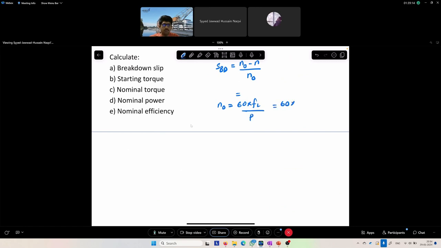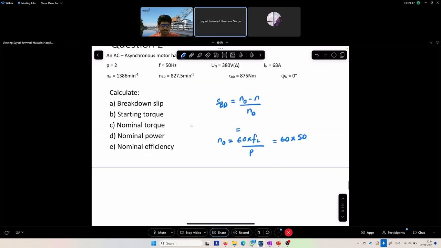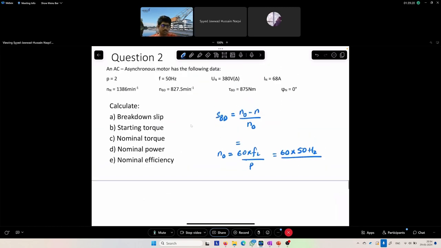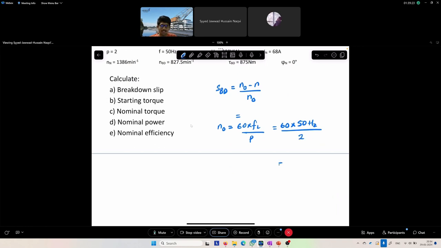So 60 multiplied by 50. Frequency. If you're writing the units, do one thing, write 60 as 60 seconds per minute, so that the n naught you're getting is 1 by minute. So 60 is 60 seconds per minute. Okay. 50 is correct. 50 hertz is 50 1 by second. And 60 is 60 seconds per minute. Yeah, then the units perfectly cancel out, you get 1 by minute. Which is RPM. What is expected, RPM, right? So 1500 RPM.